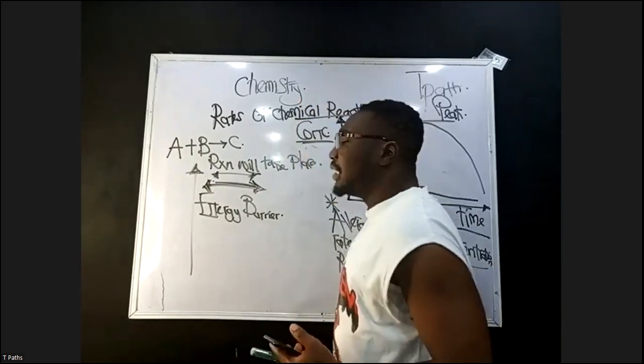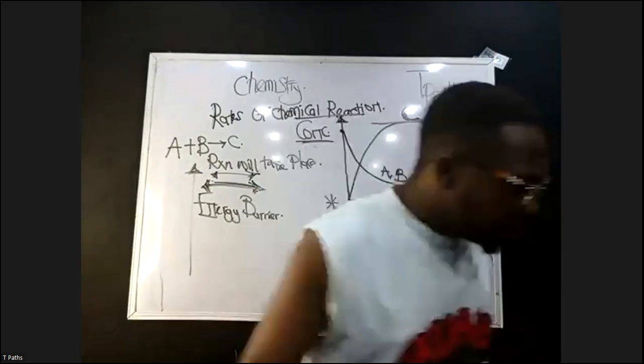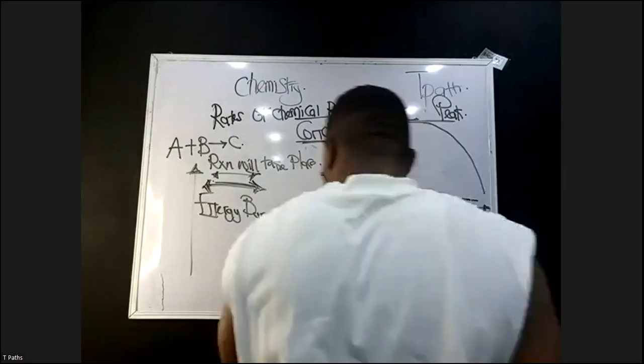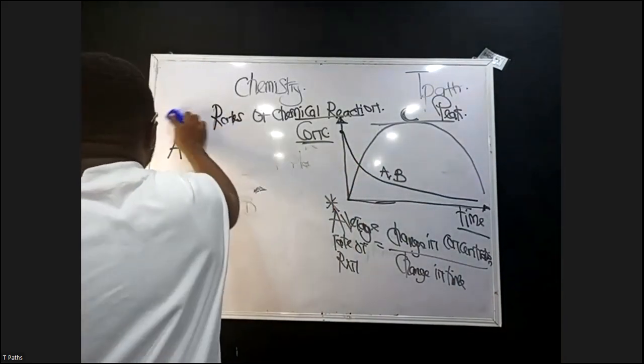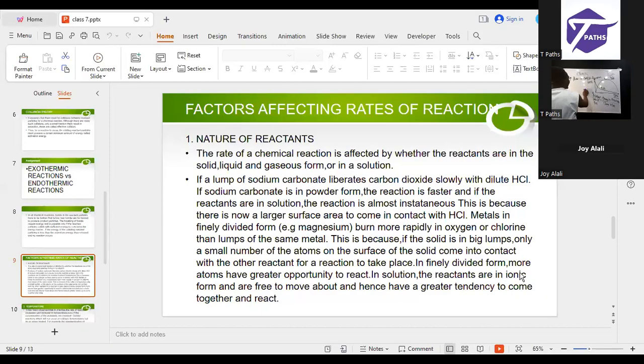The next thing we need to consider here is the factors that affect the rate of a chemical reaction. Every student must understand this. The first one is the nature of the reaction. We need to note that the nature of the reactant or reaction influences the rate of reaction. Now, what do I mean by that?